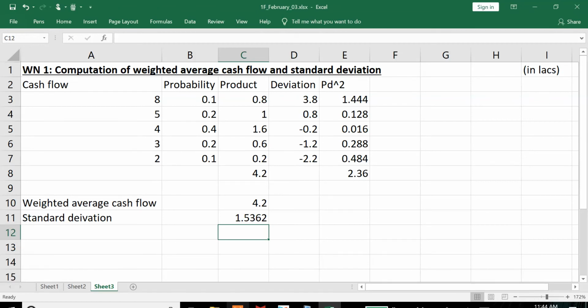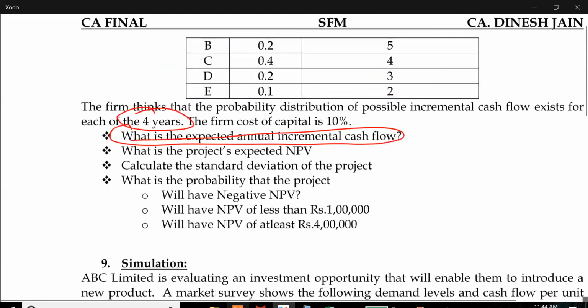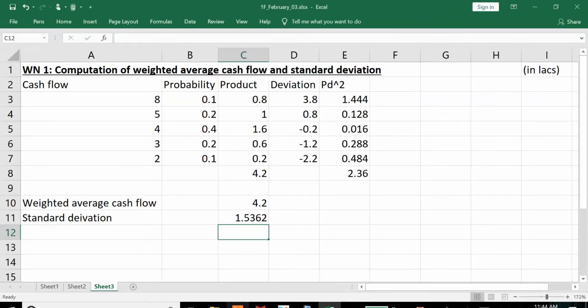The weighted average cash flow is 4.2 lakhs every year, and the standard deviation of every year is 1.5362 lakhs.